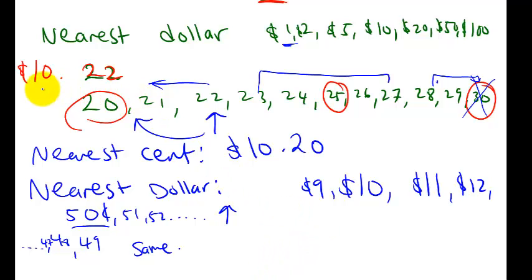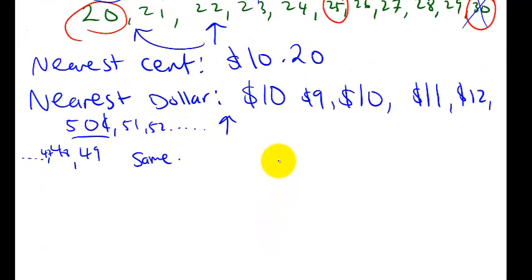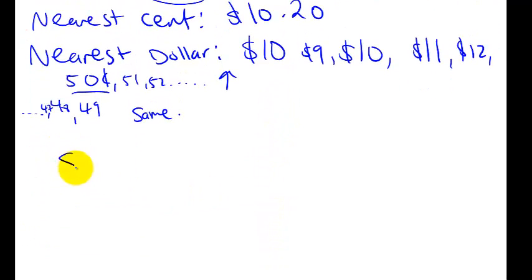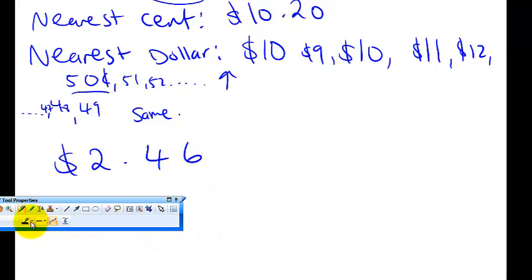So if I've got $10.22, you see that 22 cents there? Is that more than 50 cents or smaller than 50 cents? It's smaller than 50 cents, so I'm going to keep the dollar the same. So it's going to be $10. Make sense? All right, let's have a look at another question then. How about if I had $2.46? Let's do it to the nearest cent.